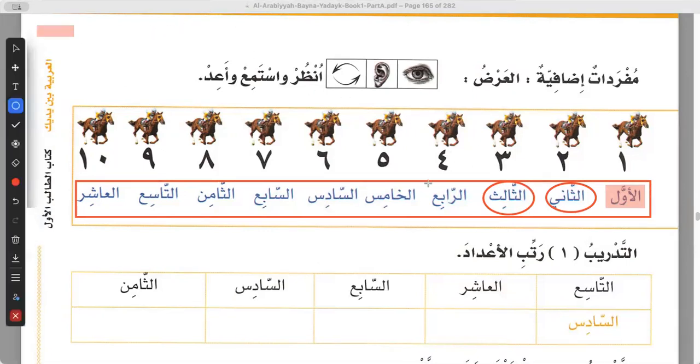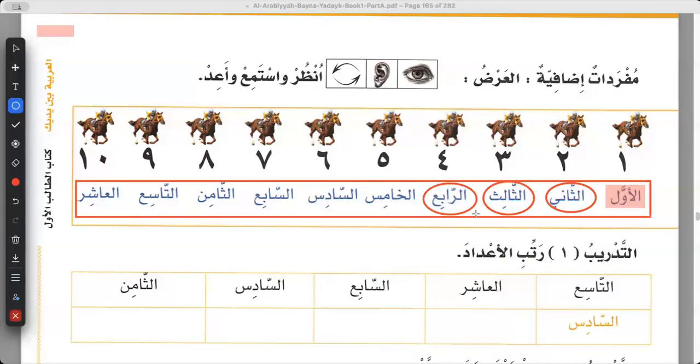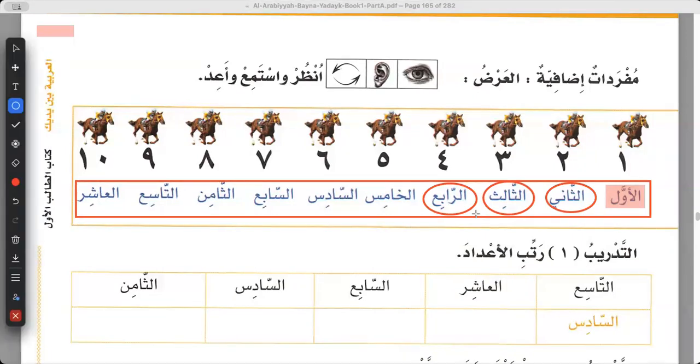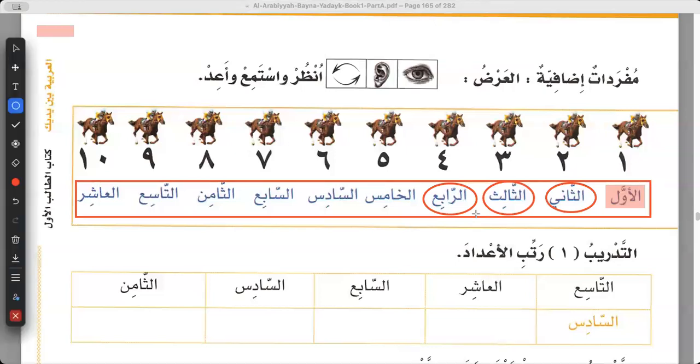Now, the next one, we have arba'atu. Arba'atu is feminine. So what is the masculine? Arba'u. Now, 5, which is khamsatu, that is feminine, obviously. And the masculine is khamsu.